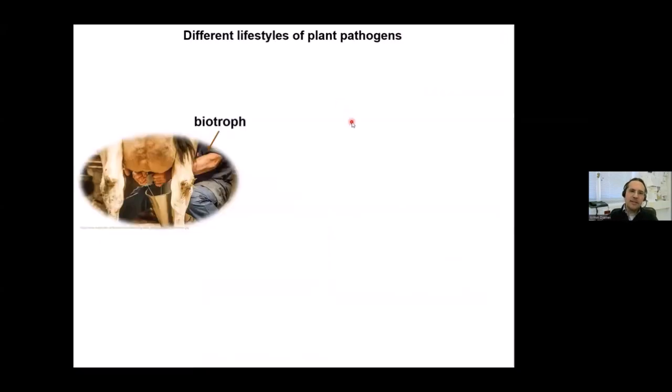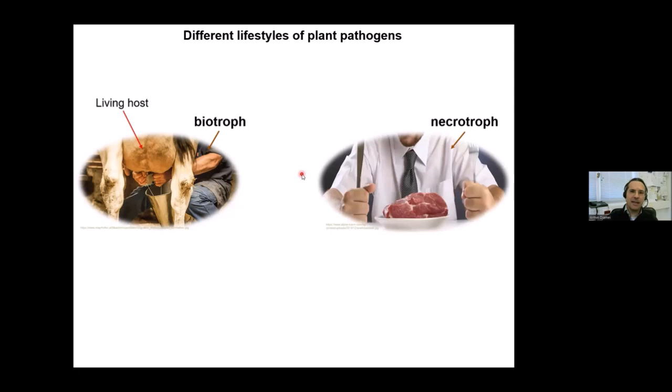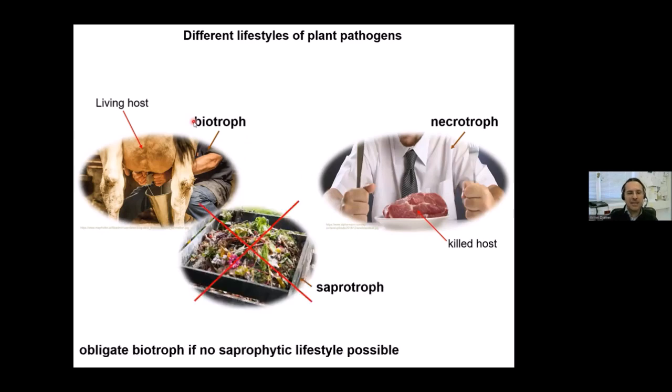So among those pathogens, there are biotrophic pathogens, which are living from a living host, here exemplified by this farmer getting the milk from the living host. And then there are other pathogens which are living in necrotrophic lifestyle, which are living from a killed host. And there's a specific point here that there are biotrophs which are really depending on its living host, they cannot live on dead material, as saprophytes. So these are then called obligate biotrophic pathogens, which are really depending in their life cycle completely on a living host.